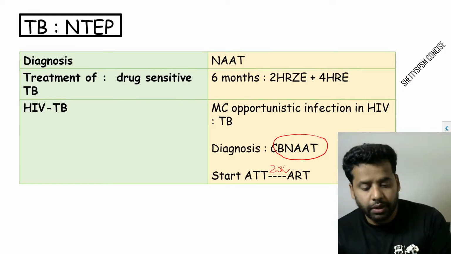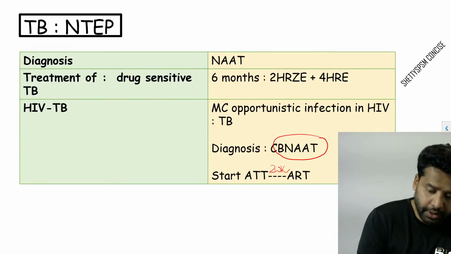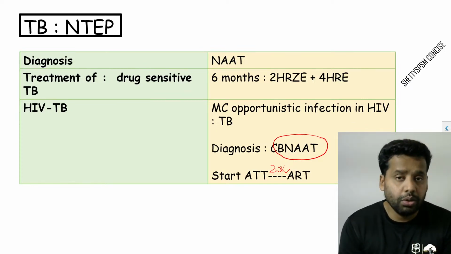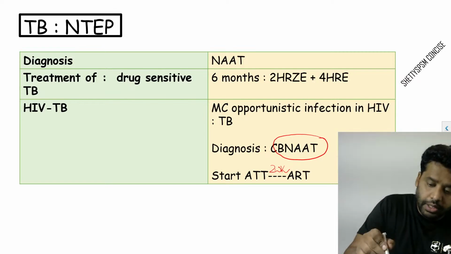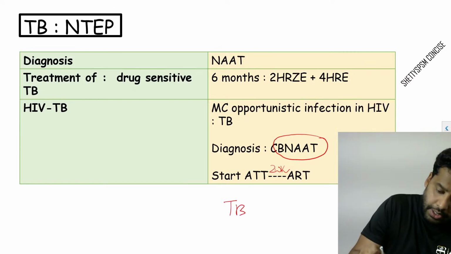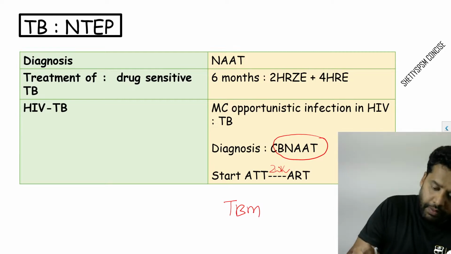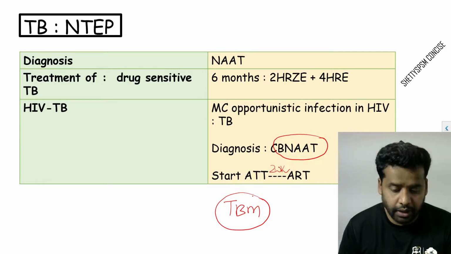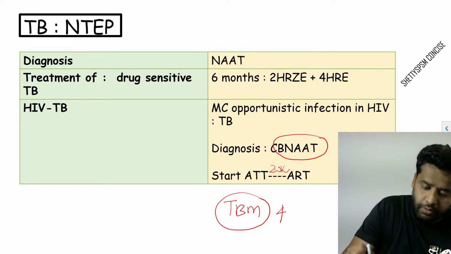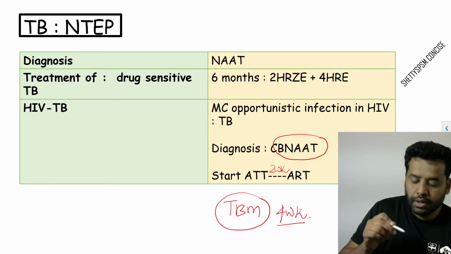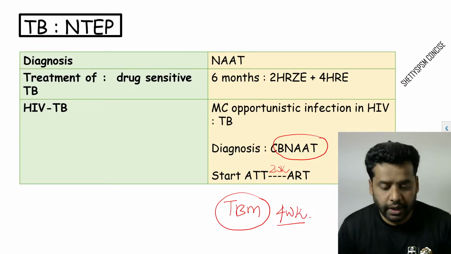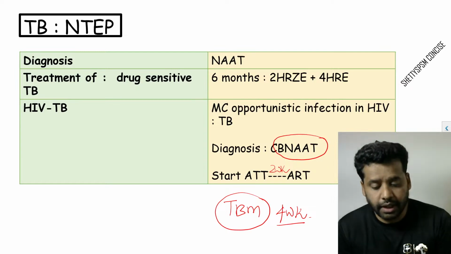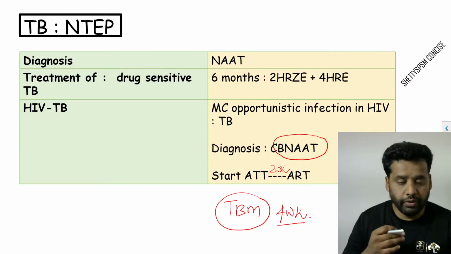First, we have to treat the opportunistic infection. Then we have to add ART. So the gap will be 2 weeks. If there is TB meningitis and HIV together, then the gap should be 4 weeks. Normal TB and HIV, if they ask, gap is 2 weeks. But if there is TB meningitis and HIV, then the gap should be 4 weeks.